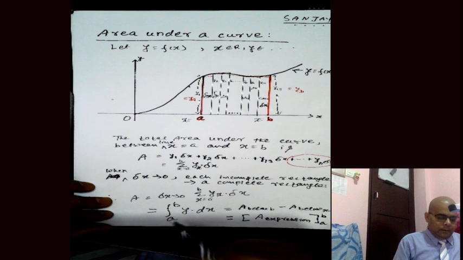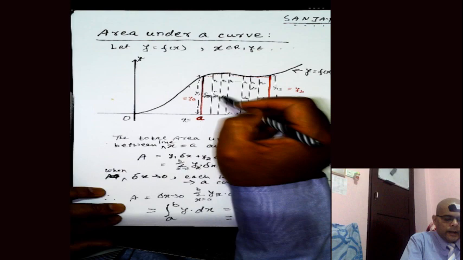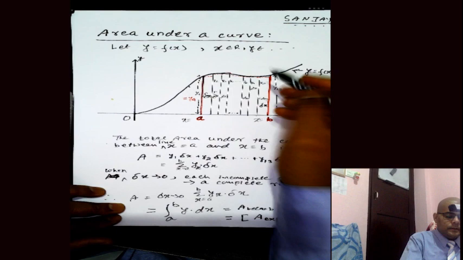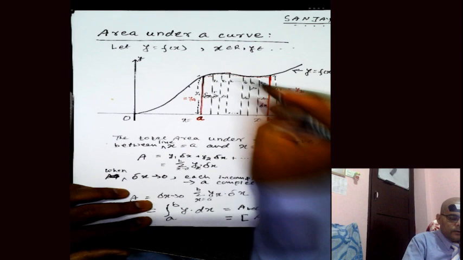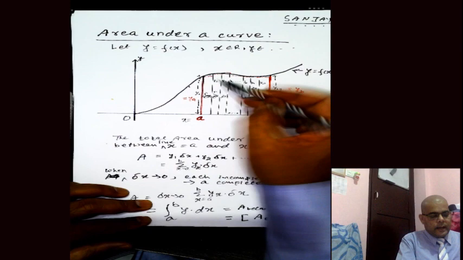But in this case, while taking the area of these rectangles, although if you add the area of these rectangles you will get the area between a and b, you will have some error, as some area will not be covered entirely. So here you can see that this is the extra area that we have not covered while adding the area of this rectangle. Alright, and a similar thing happens here, here, and in almost all rectangles.